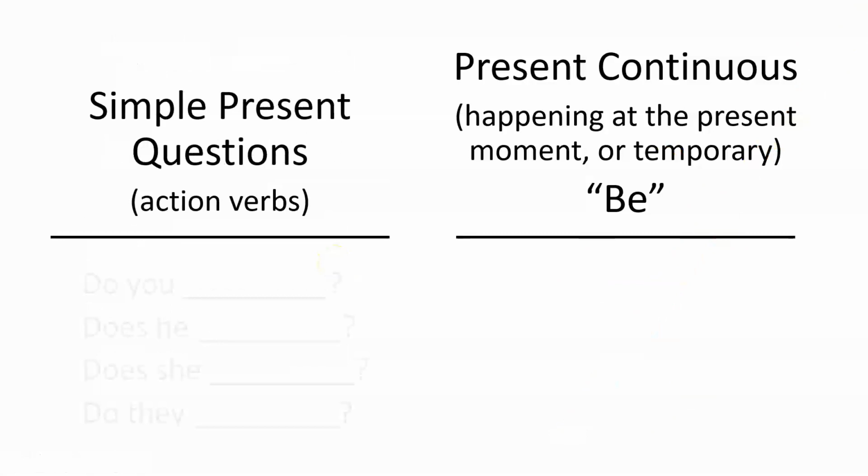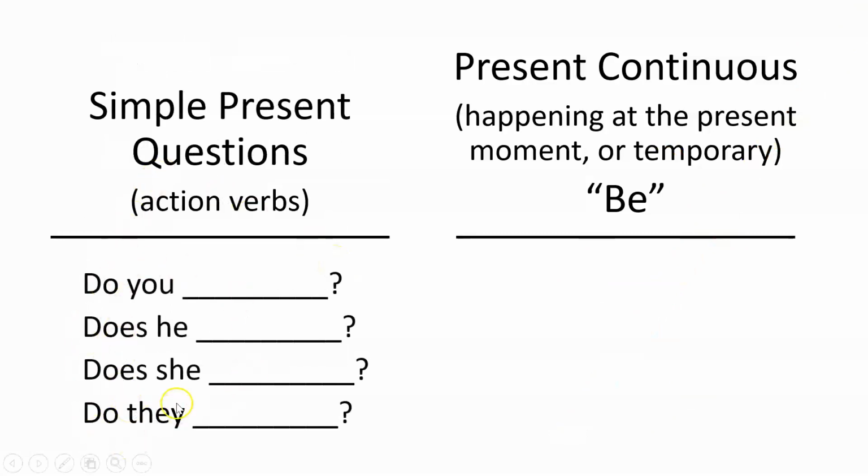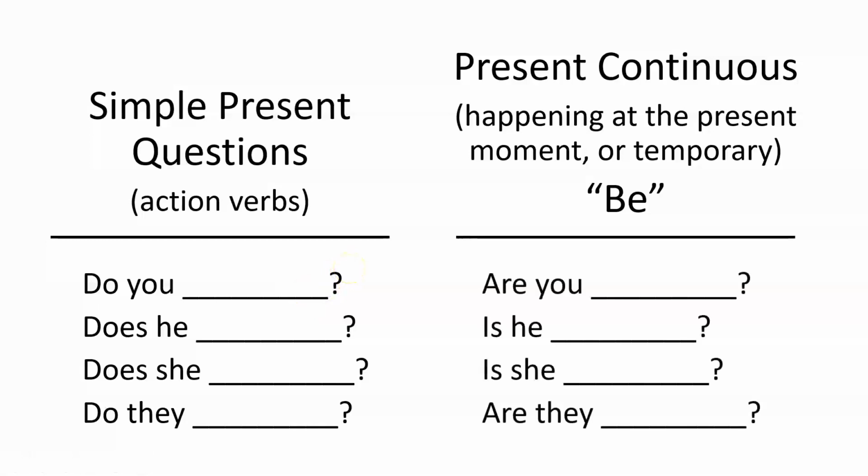For action verbs, I have the same start to my questions. Do you? Does he? Does she? Or do they? In that case, I'm talking about a habit or a routine, something normal. And then on the other side, I have these questions with are you? Is he? Is she? Are they? So when these questions have the helping verb be, they take this meaning that it's something that's happening at the present moment. It's something that's temporary or changeable, something that's happening these days or recently.